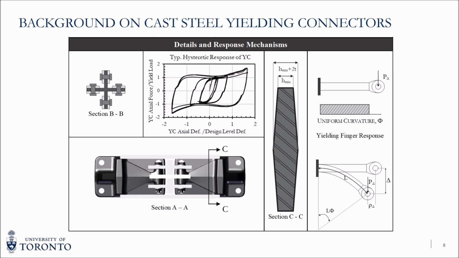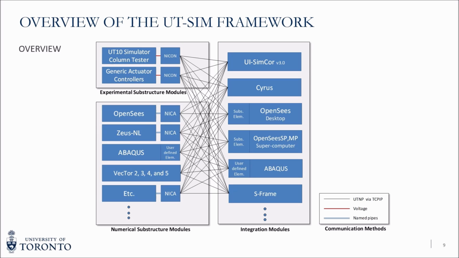And given that this mechanism is complex, modeling yielding connectors is not very trivial. So currently, there's an OpenSees material referred to as the cast material, which is typically used for modeling the yielding connectors. And we wanted to see whether this material is adequate, and the best way to do that is to perform hybrid simulations.